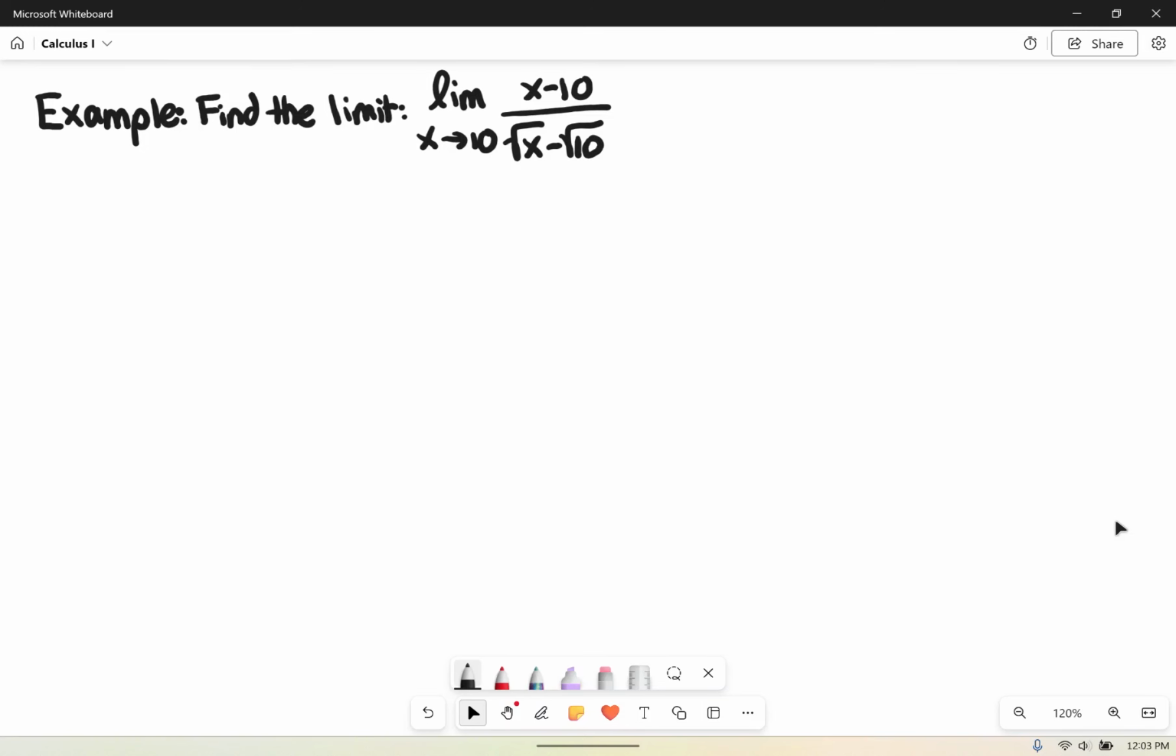Example, find the limit. The limit as x approaches 10 of x minus 10 divided by the square root of x minus the square root of 10.